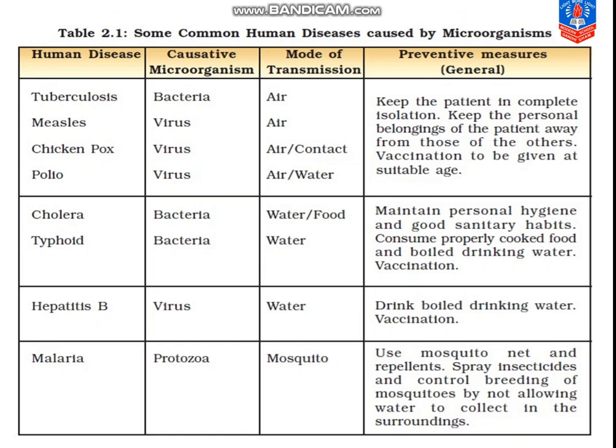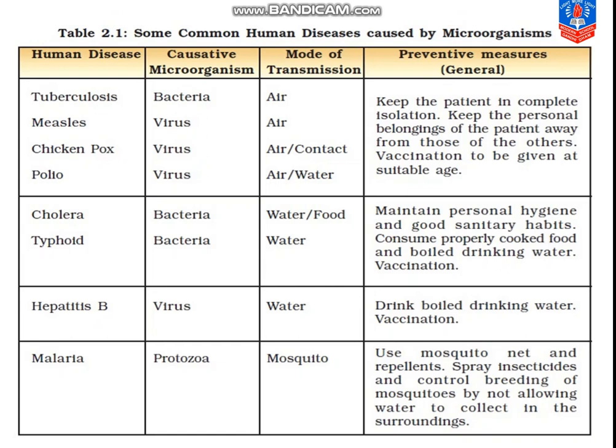First is tuberculosis. It is caused by bacteria and the mode of transmission is air. What should be done? Like all these diseases, measles is caused by a virus. Again the mode of transmission is air. Chickenpox is caused by a virus, and the mode of transmission is air or contact, both.